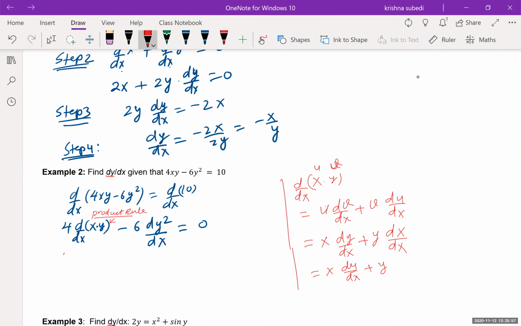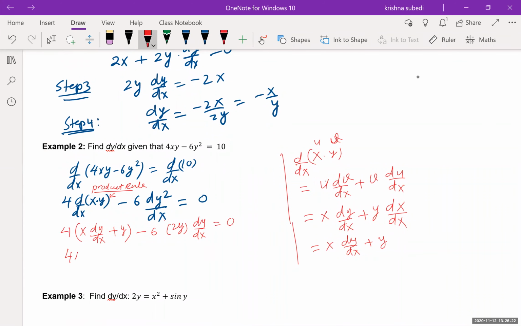So let me plug in that value. So 4 times x dy over dx plus y, minus 6 times the derivative of y squared. You see y squared, and x is a different variable, so we're going to get 2y dy over dx, equals 0. So this will be 4x dy over dx plus 4y minus 12y dy over dx equals 0.